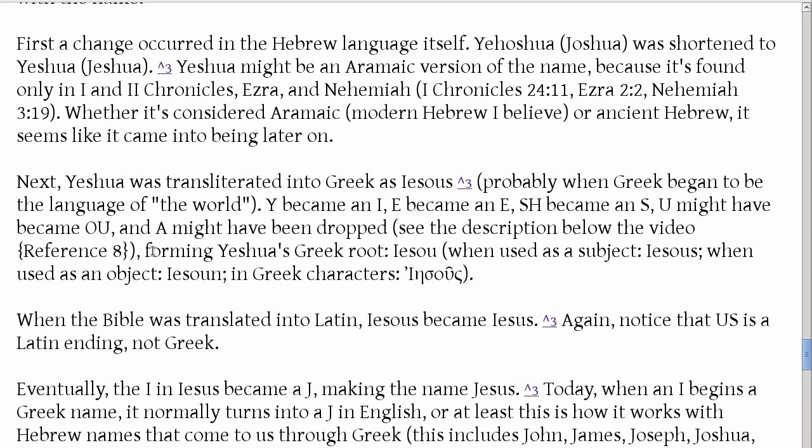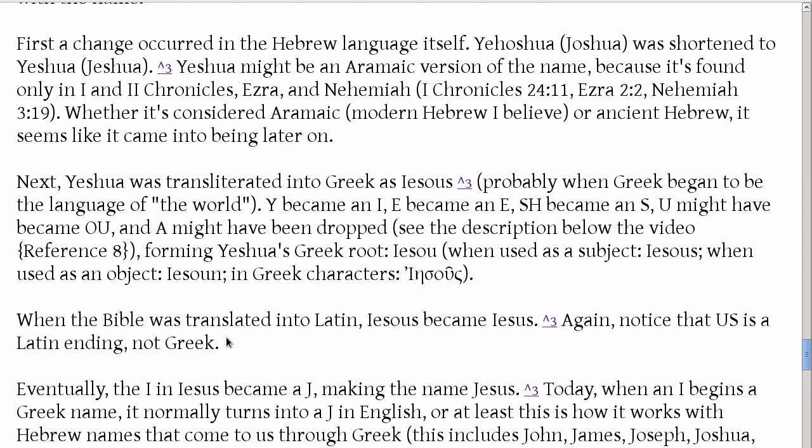So all of that came together forming Yeshua's Greek root, Iesu. When used as a subject, Iesus. When used as an object, Iesun. In Greek characters, Iesus. Now notice this is Greek characters. This is an accent mark here. This is a, or not an accent, this is a breathing mark. This is an accent mark. So it does look a little bit different, but you can still see all the same characters.